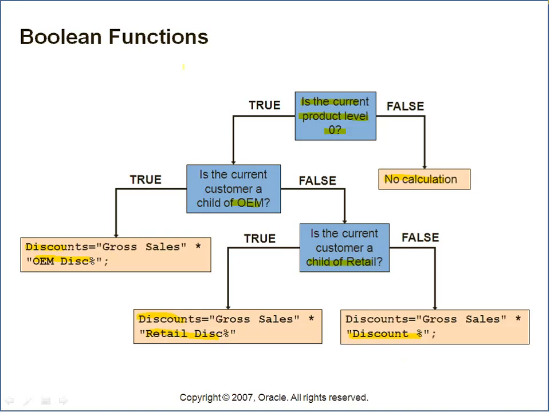So this is something we can do with the Boolean functions. The Boolean functions in Essbase will generally start with is. So you will have @ismember, @ischild, @isparent.